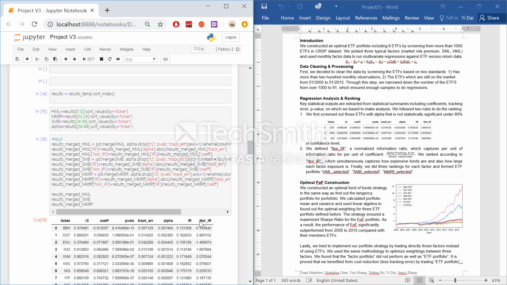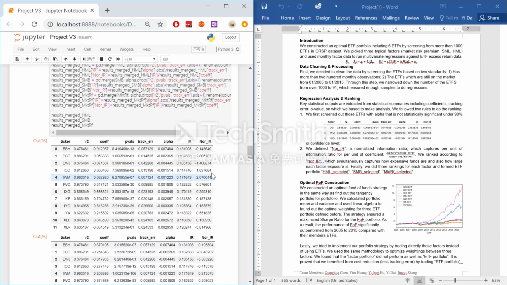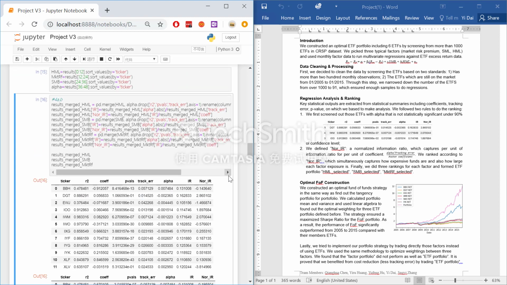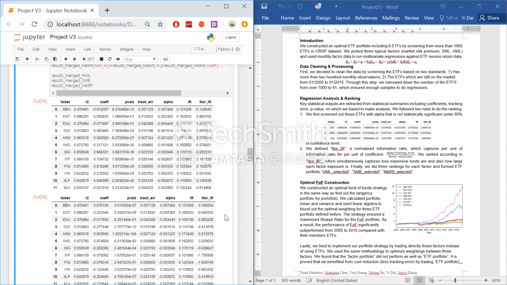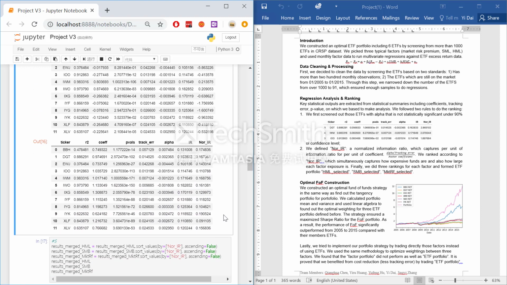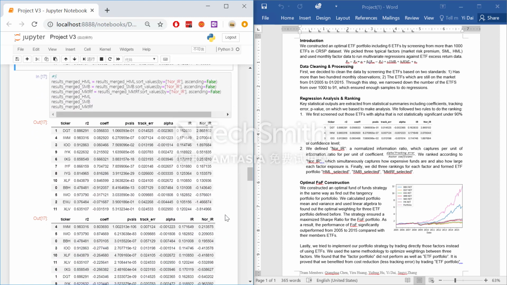And the most creative part of our analysis is that we calculated information ratio for each ETF, and innovatively created a brand new concept as normalized information ratio, which is dividing its IR by its factor's coefficient. The reason why we did this is we want to measure information ratio per unit of coefficient. The larger the normalized IR, the better the ETF.